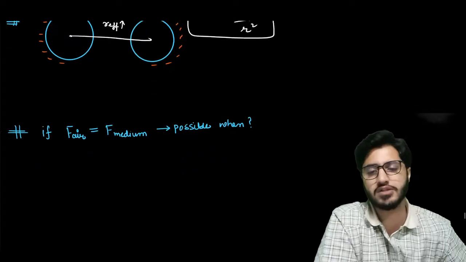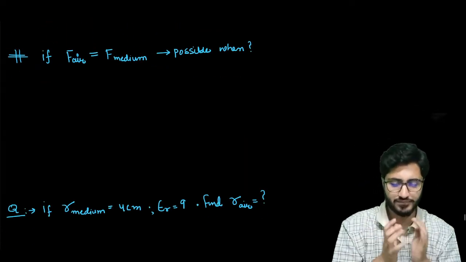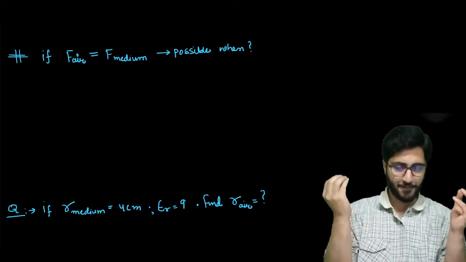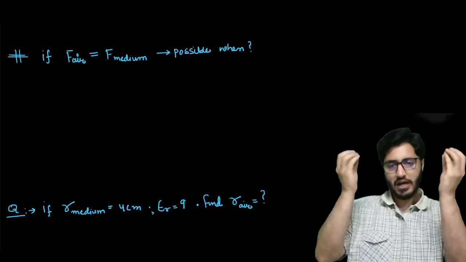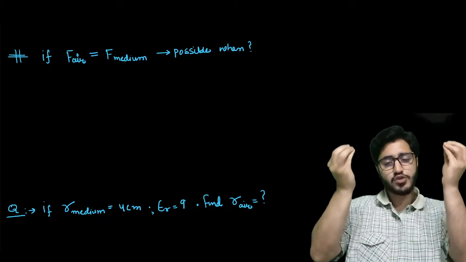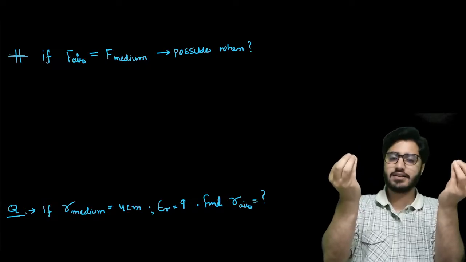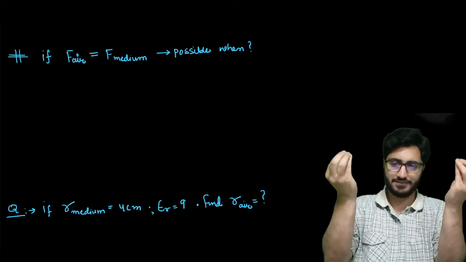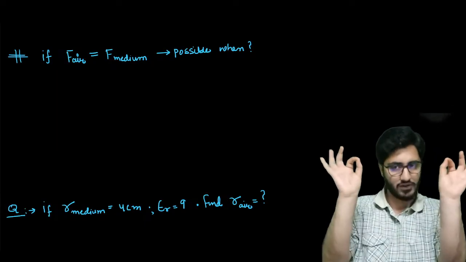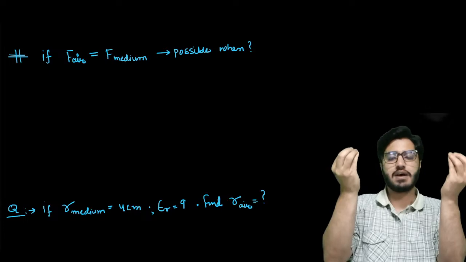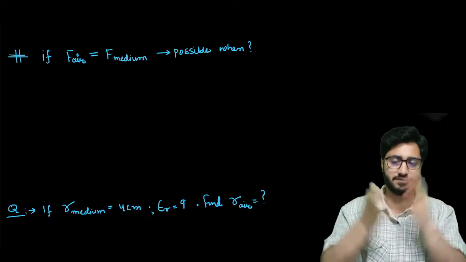Now, next numerical. Let us suppose I have two particles. I am taking these two particles in air or vacuum, and the distance between them is r. I am not changing the r. My distance is r only. And my force between these two particles in air is F air.